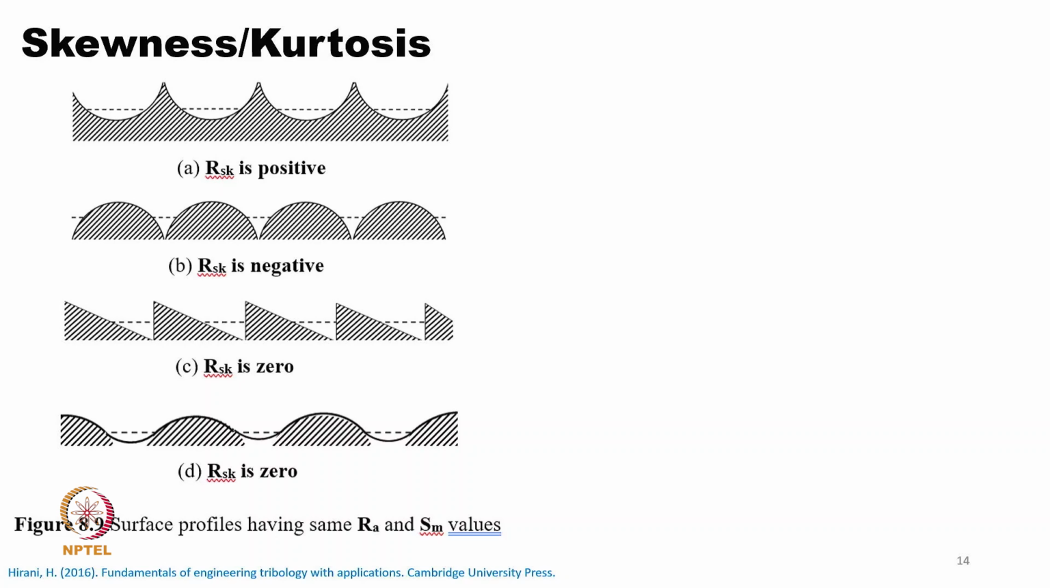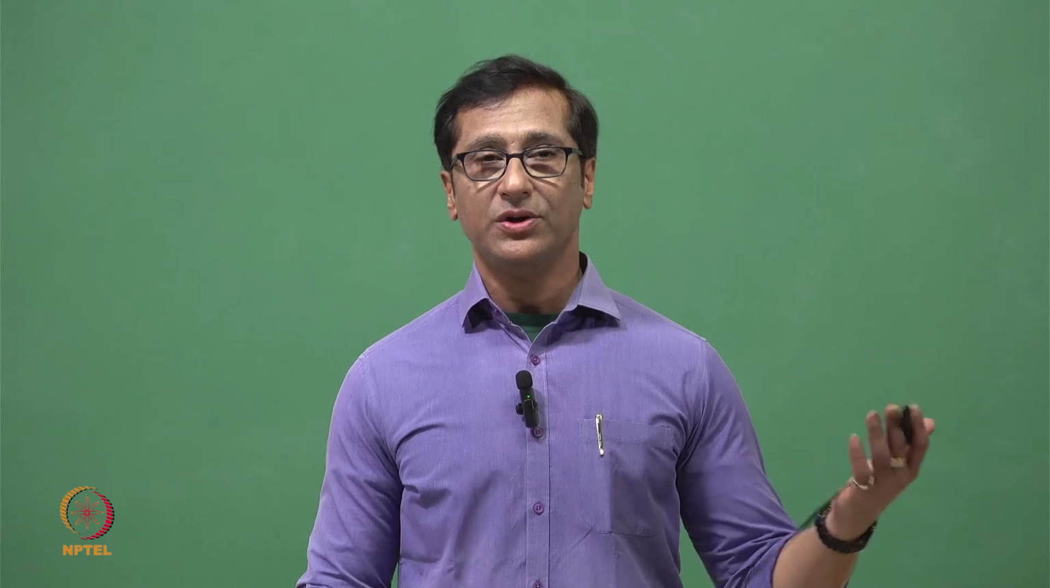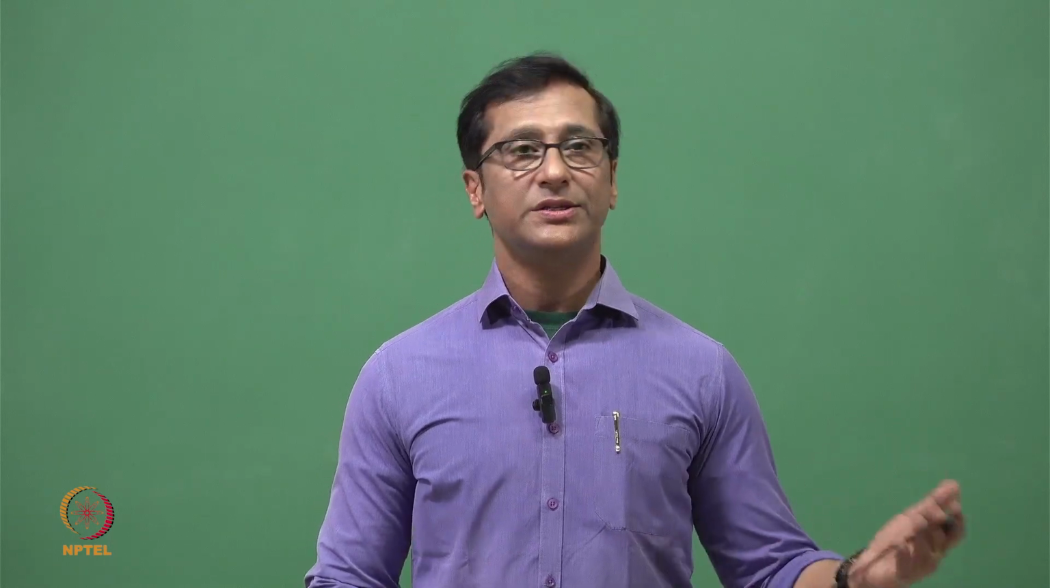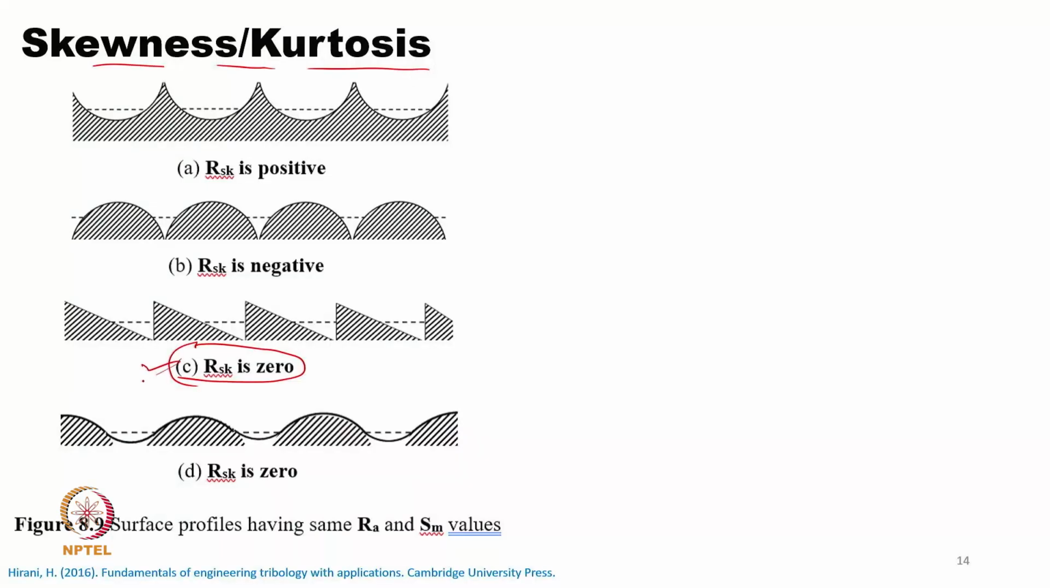Now coming to the skewness and kurtosis. In tribology, for years, people have been considering a Gaussian distribution, and more or less all analysis has been done on a Gaussian distribution. For a Gaussian distribution, the skewness has to be 0. That means whatever is above has to be equal to what is below.